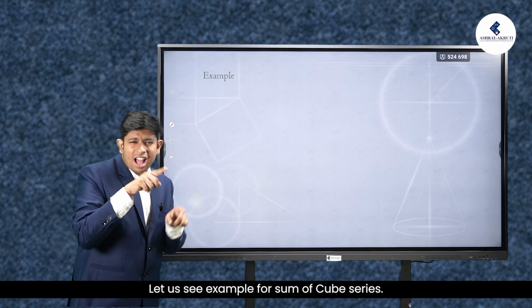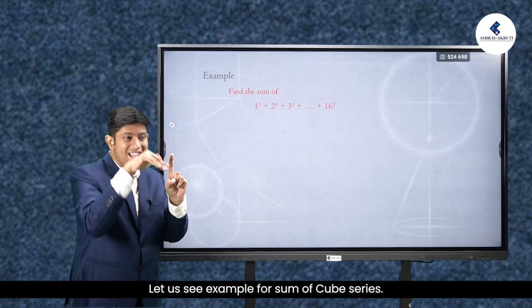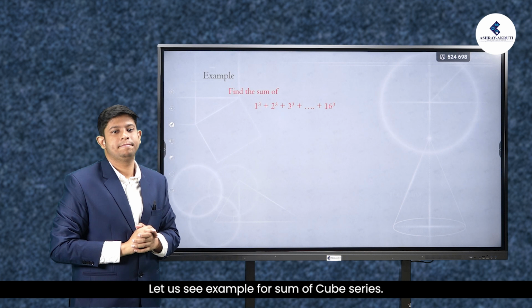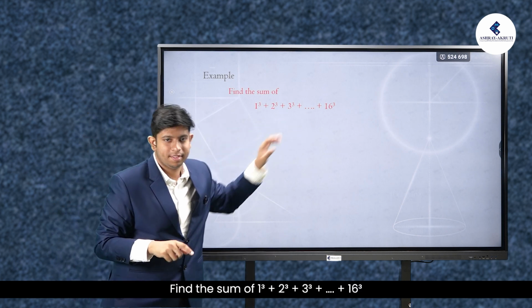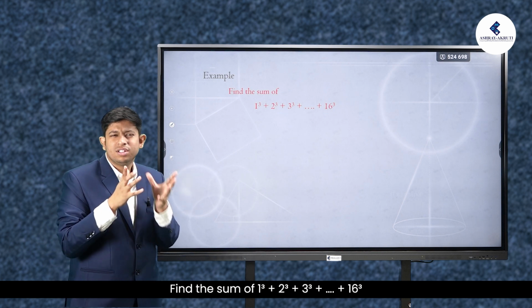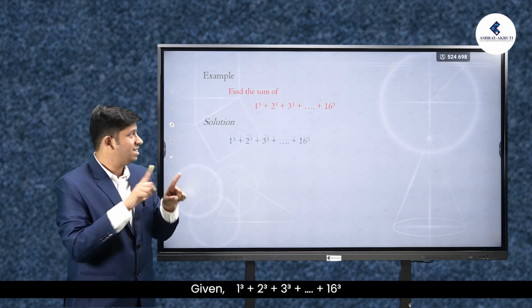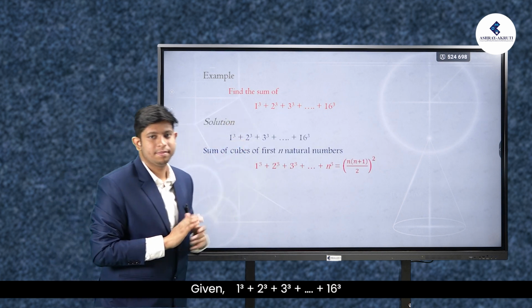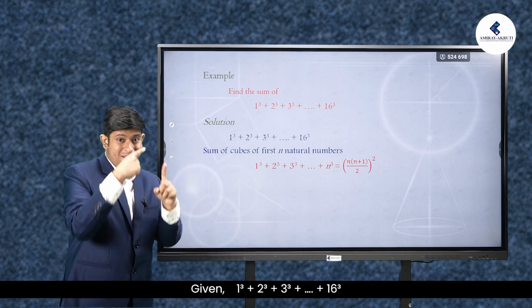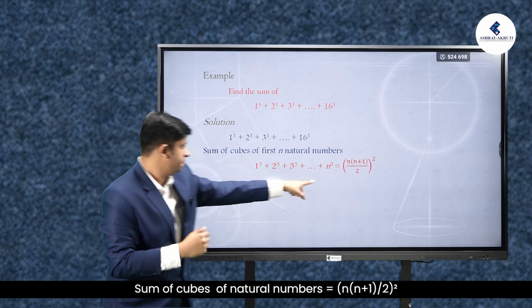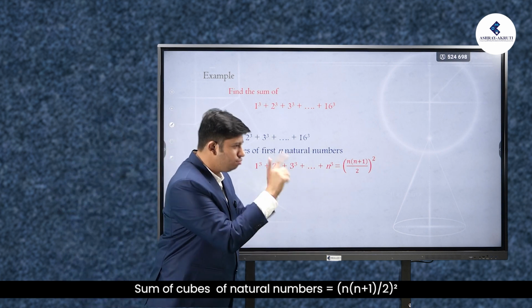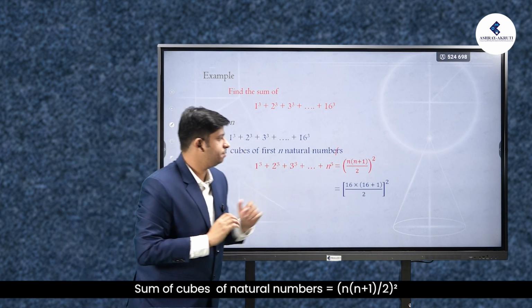Let us see examples for sum of cube series. Find the sum of 1 cube plus 2 cube plus 3 cube so on plus 16 cube. Solution. Given 1 cube plus 2 cube plus 3 cube plus so on 16 cube. We know sum of cubes of first n natural numbers is equal to n into n plus 1 by 2 whole square.